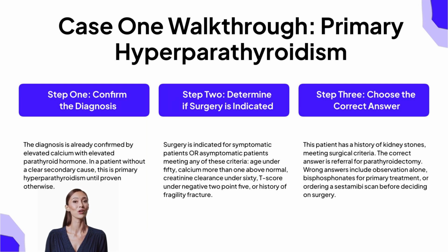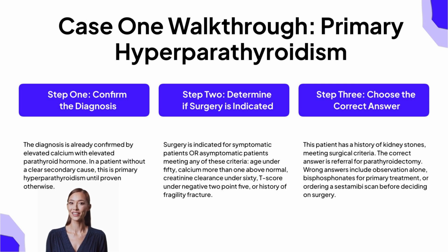The algorithm for primary hyperparathyroidism management has clear criteria. First, confirm the diagnosis. We have hypercalcemia with elevated parathyroid hormone. This confirms primary hyperparathyroidism. No additional testing is needed for diagnosis.